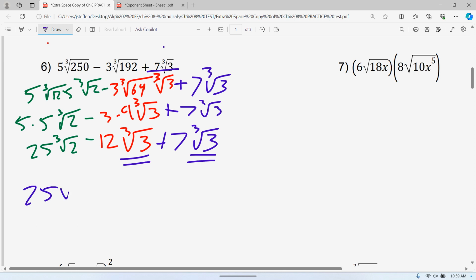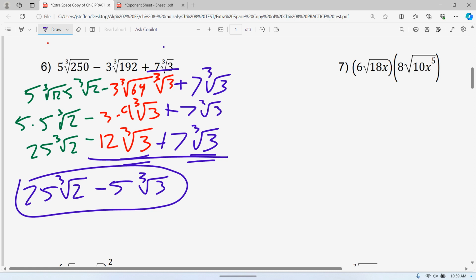So 25 times the third root of 2, you can't do anything with that. But then negative 12 plus 7 is negative 5, and then the third root of 3 doesn't change. So 25 third root of 2 minus 5 times the third root of 3.